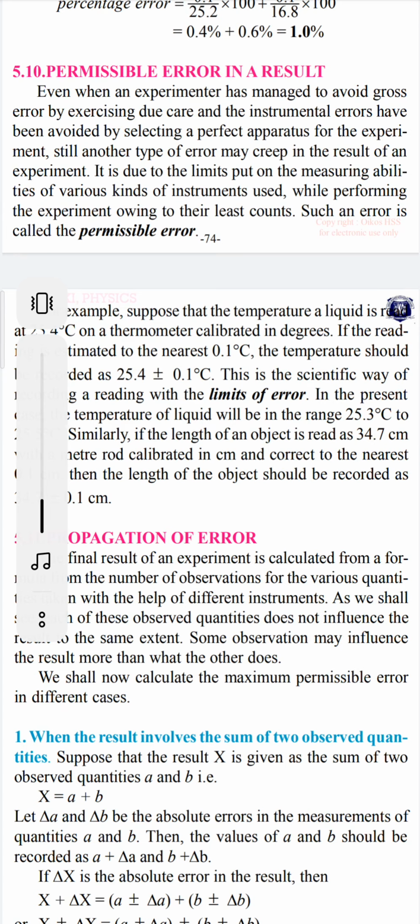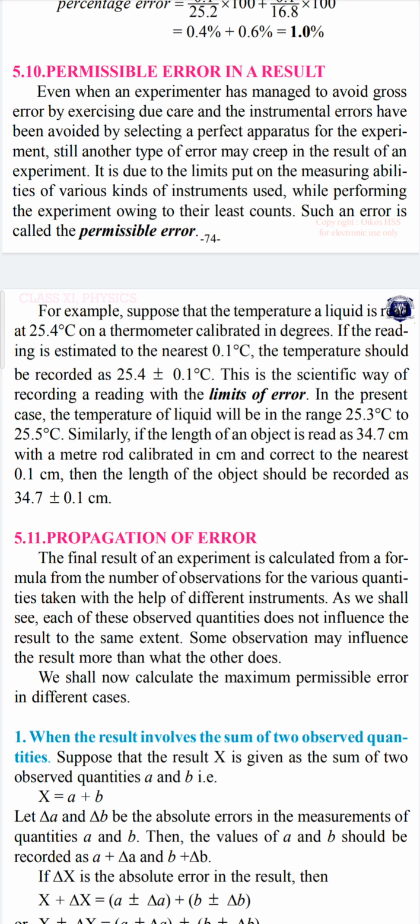5.10. Permissible error in a result. Even when an experimenter has managed to avoid gross error by exercising due care and the instrumental errors have been avoided by selecting a perfect apparatus for the experiment, still another type of error may creep in the result of an experiment. It is due to the limits put on the measuring abilities of various kinds of instruments used while performing the experiment, owing to their least counts. Such an error is called the permissible error.